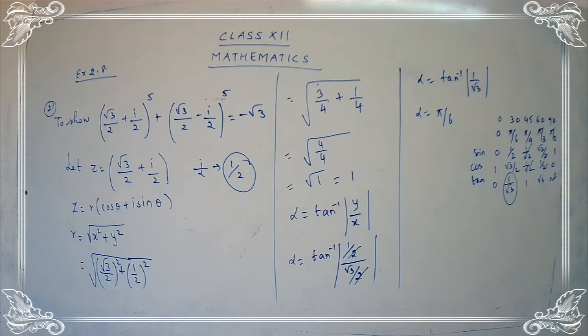Now the next thing is we have to find out the value for theta. How to find the value for theta? You have to use the principal argument of a complex number. Yes, we have a table. Do you remember the table children?